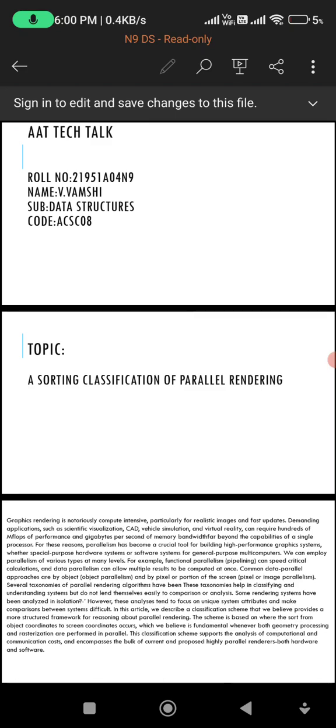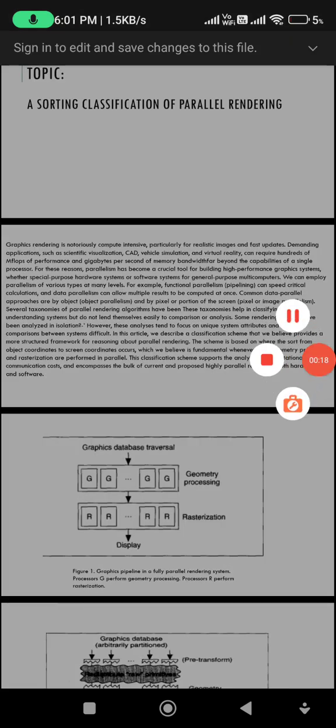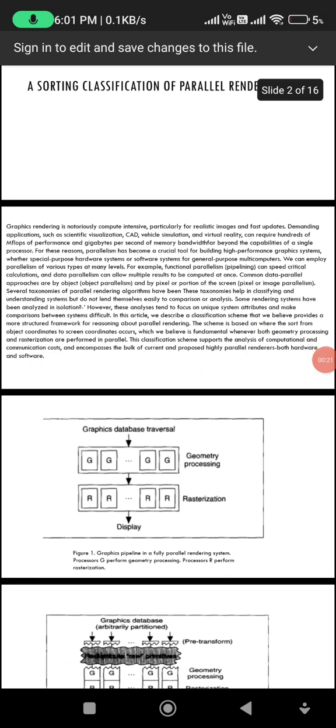My AT Tech Talk topic is about a sorting classification of parallel rendering. Graphics rendering is notoriously compute intensive, particularly for realistic images and fast updates. Demanding applications such as scientific visualizations, CAD, vehicle simulation, and virtual reality can require hundreds of MFLOPS of performance and gigabytes per second of memory bandwidth, beyond the capabilities of a single processor.